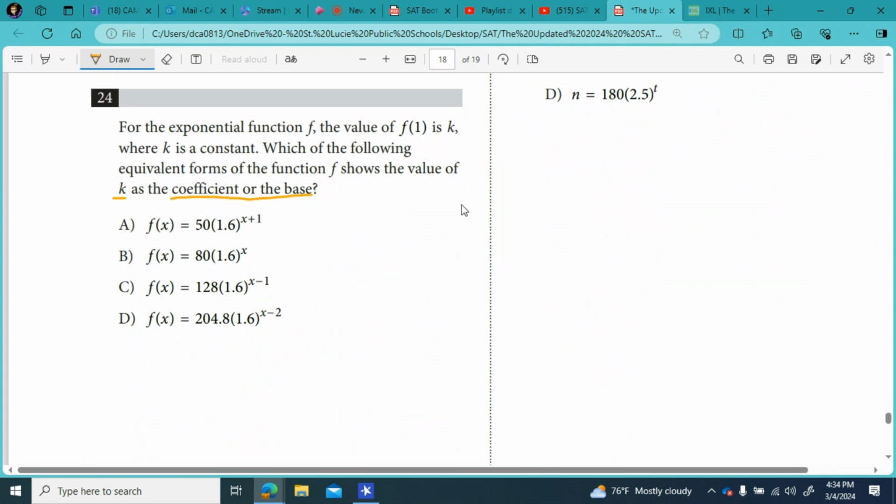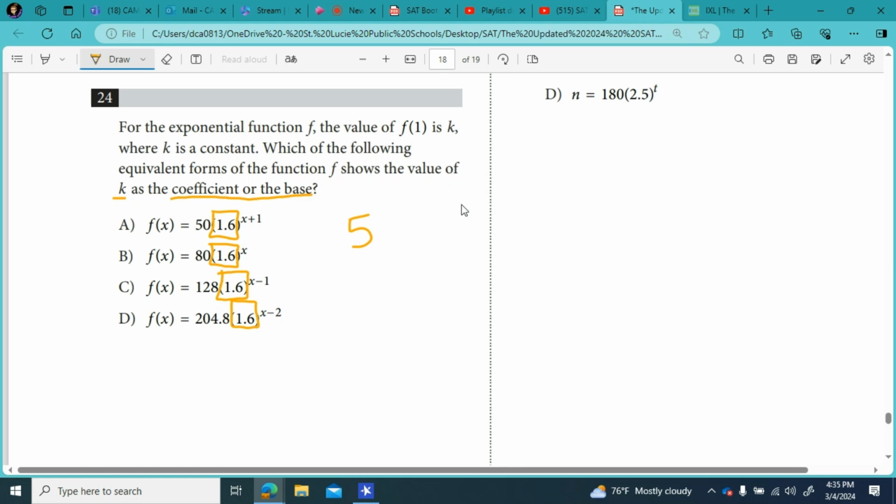which of the following equivalent forms of the function f shows the value of k as the coefficient or the base? So the base is the stuff that's not the exponent, right? So I would want it to be just the stuff that's to the power of x, whatever, right? I want it to just be this. So how do we get back to the coefficient or the base? Anything to the power of what equals back to 1, right?